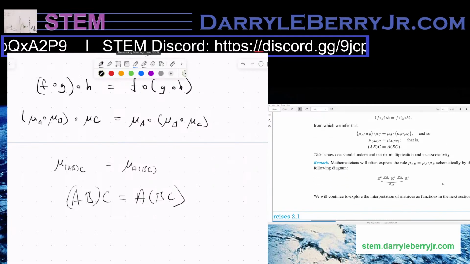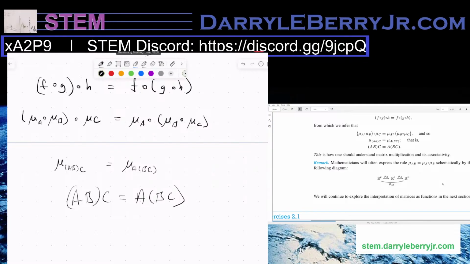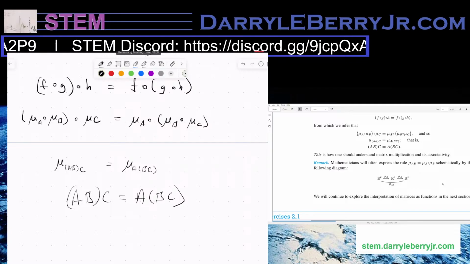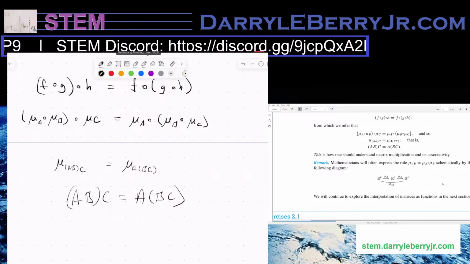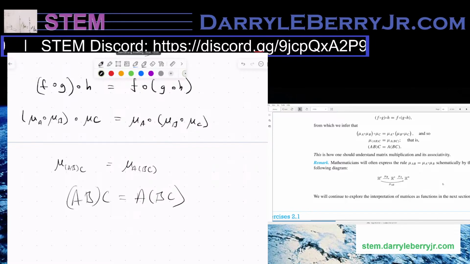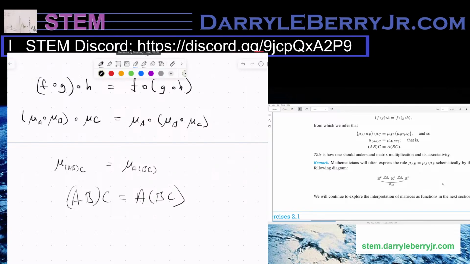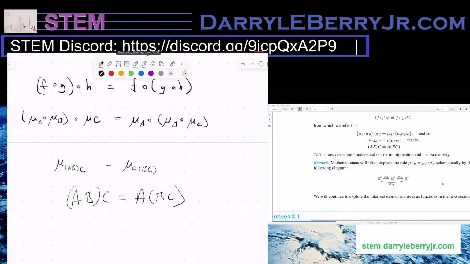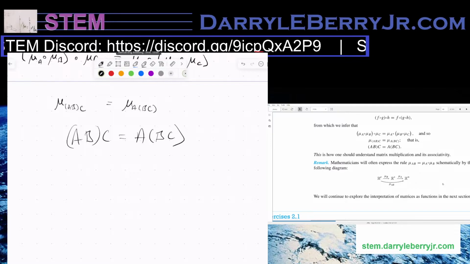Remark: mathematicians will often express the rule mu AB equals mu A composed with mu B schematically by the following diagram. So R^p to R^n and R^n to R^m, all right? I like it.